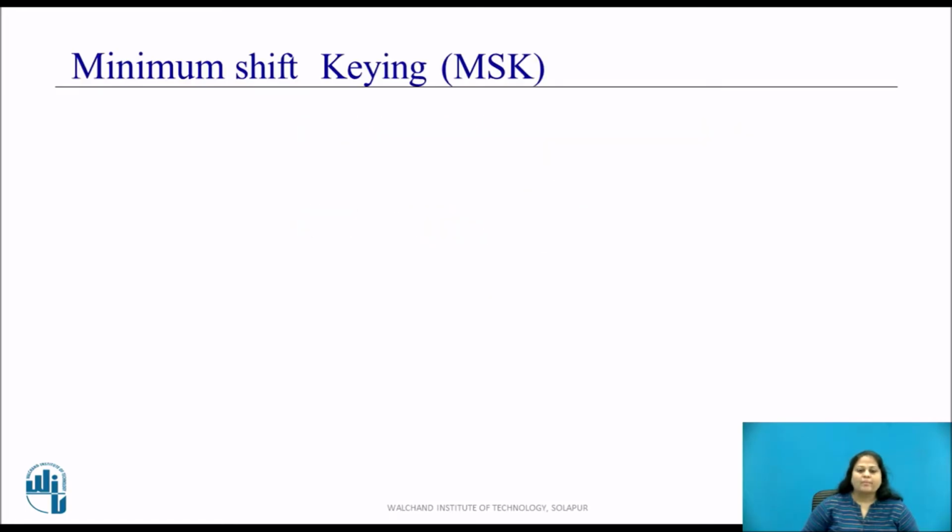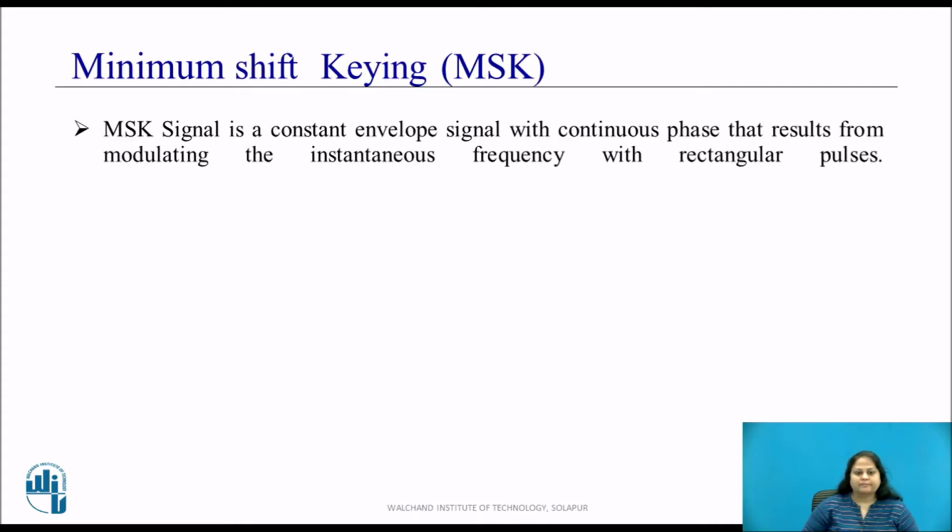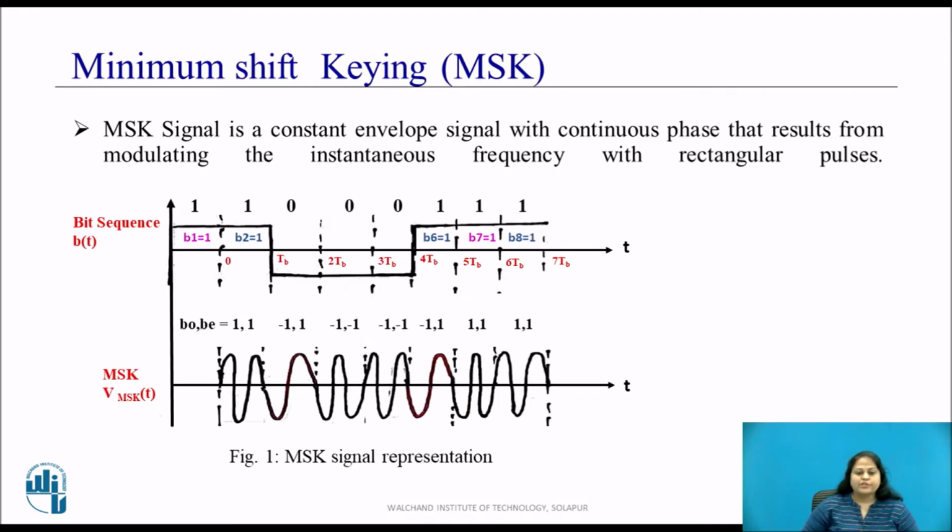Let us see how MSK signal is generated. We know that MSK signal is a constant envelope and continuous phase signal which is obtained by modulating the instantaneous frequency with odd and even rectangular bit streams of pulses. Figure shows the MSK signal representation for a given bit stream.